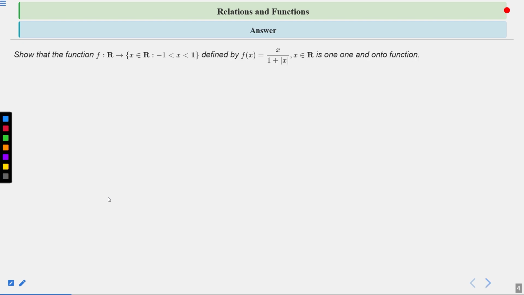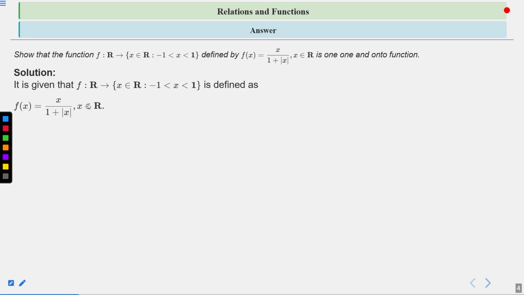So we are given a function f, which we have discussed already, from real to x belongs to real, x is from -1 to 1, defined by f(x) is equal to x upon 1 plus absolute value of x, when x belongs to real. We basically have to show that the given function is 1-1 and onto.